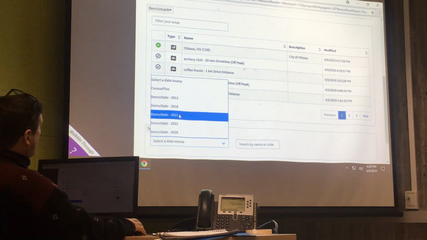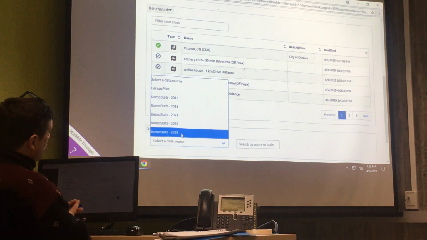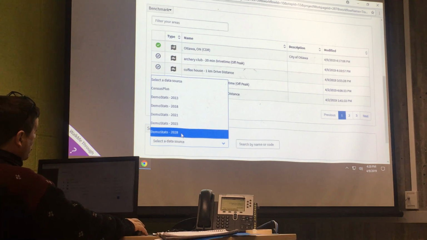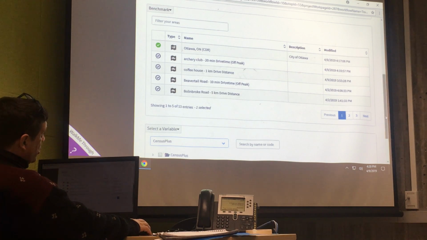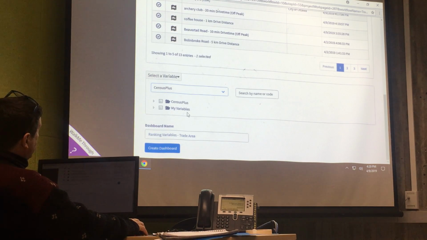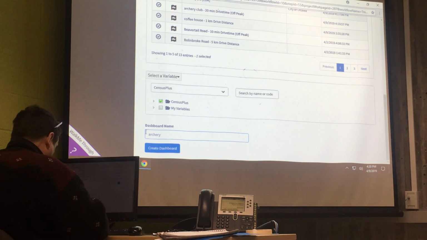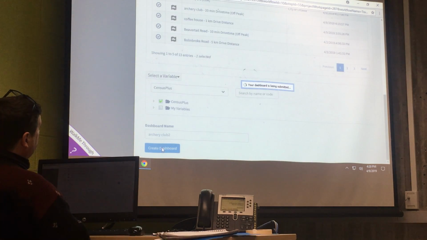Okay, so if you wanted to do a forecast of your area, you have demo stats to 2028. If you want to see what your area looks like in 2028, you choose demo stats. But right now, we're choosing just Census Plus. Okay, Census Plus, and we're going to do the archery club 2. Okay, so we're going to create a dashboard.